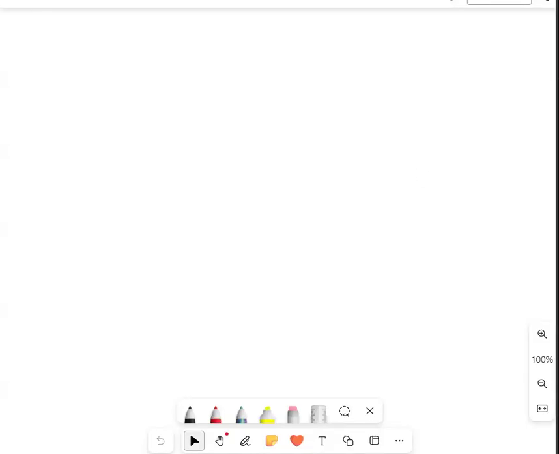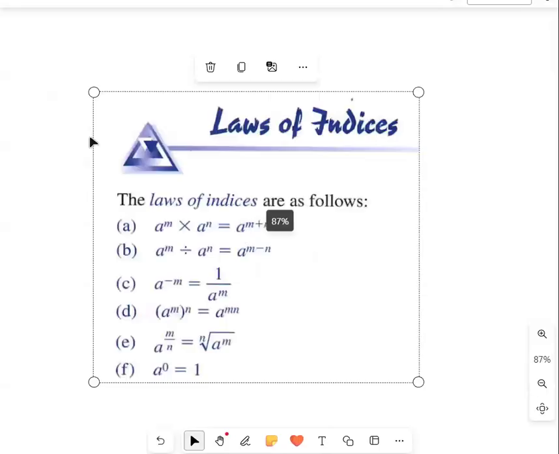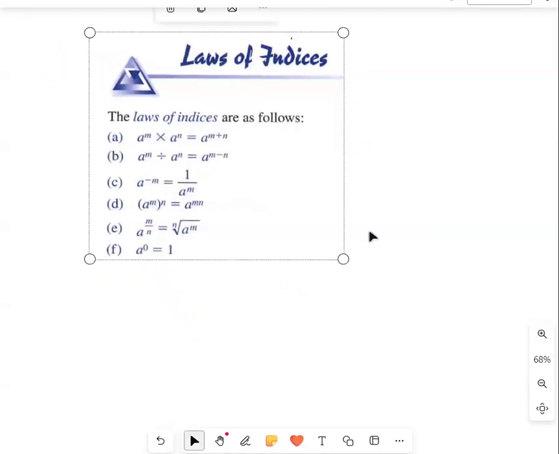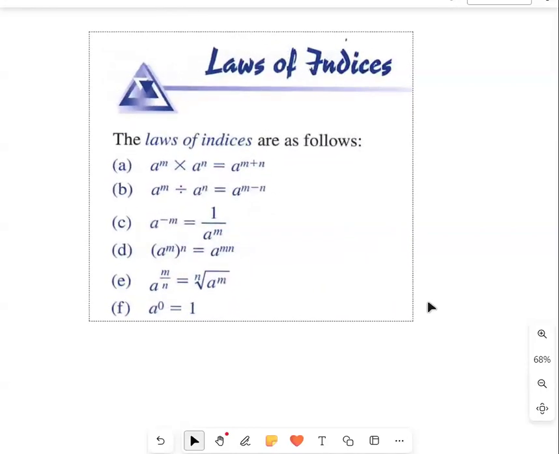Okay, so tonight we're going to look at the laws of indices, and then we'll look at some transposition of formulae. So let's start with the laws of indices.